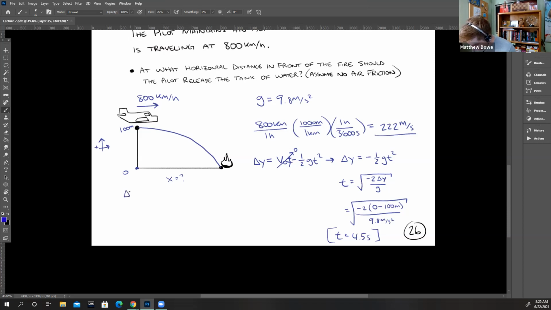So we have delta x is equal to the initial velocity in the horizontal direction times time plus 1/2 a_x times t squared. So the pilot is maintaining the same speed. They are not accelerating, speeding up or slowing down at all. So that means there's no acceleration term. So this whole thing goes to 0.